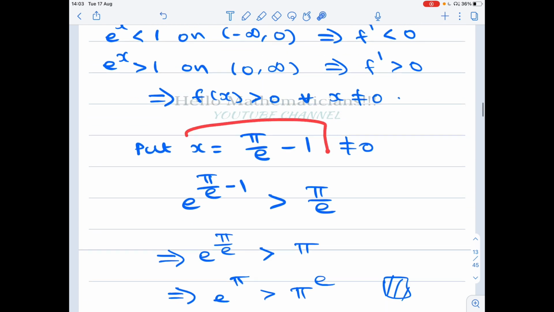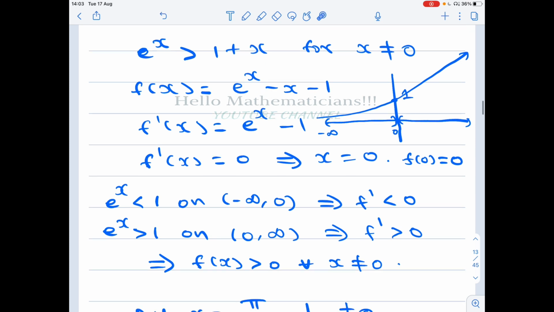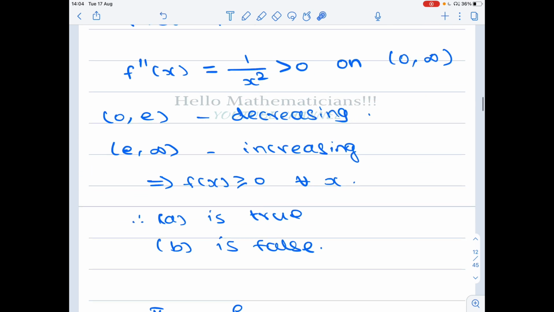Now you put x equal to pi by e minus 1. Note that this is not equal to 0, so you can substitute the value in this inequality. If you simplify, you get e power pi greater than pi power e. So this result is true.